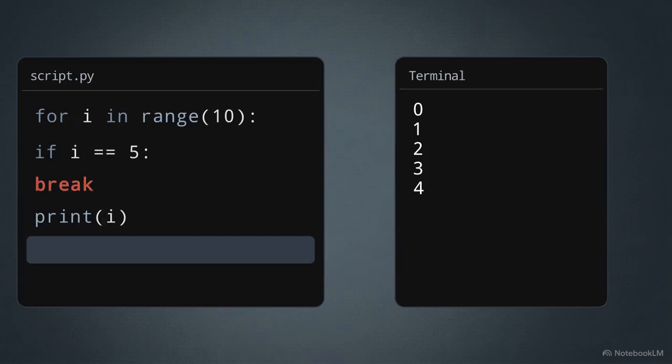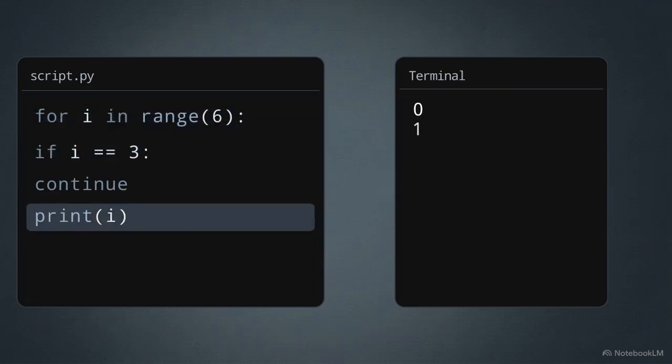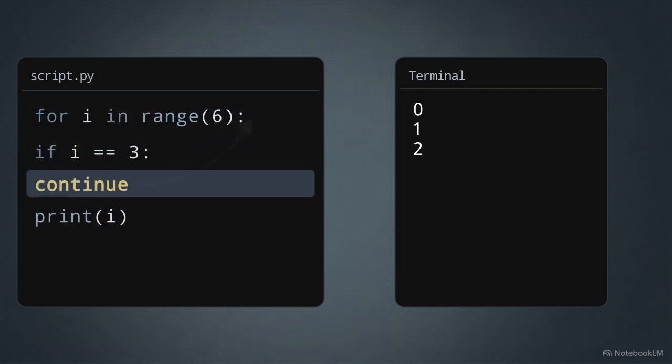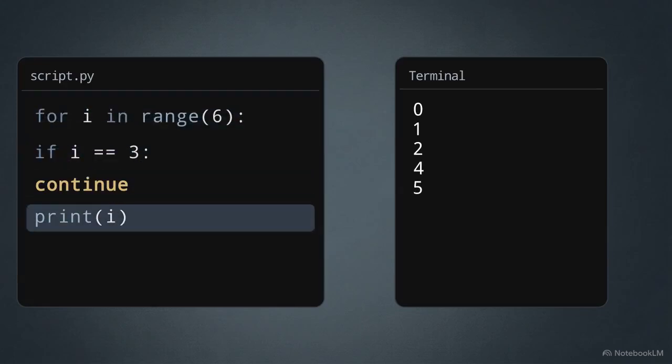Next is the continue statement. If you want to bypass a specific iteration without killing the entire loop, you use this. When the index hits 3, the continue command skips the remainder of the current cycle and jumps straight back to the top. Notice the output. The number 3 is missing, but 4 and 5 print normally.